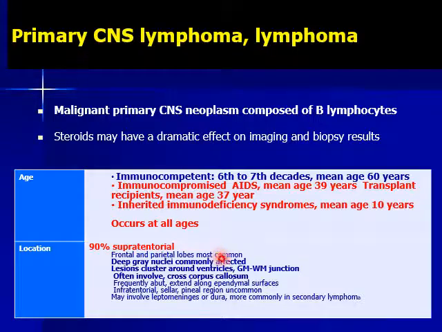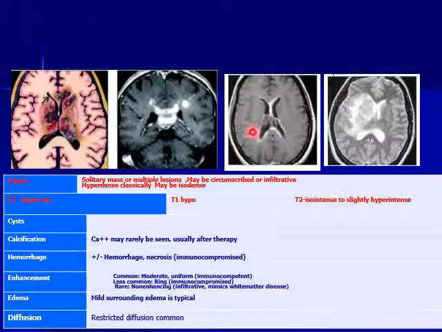But in the primary type, usually it involves the brain parenchyma. These are the sites. It likes the midline structures, basal ganglia, corpus callosum, thalami. Okay, and remember this appearance, subependymal or ependymal lining, simulating glioblastoma multiforme, and the basal ganglia.